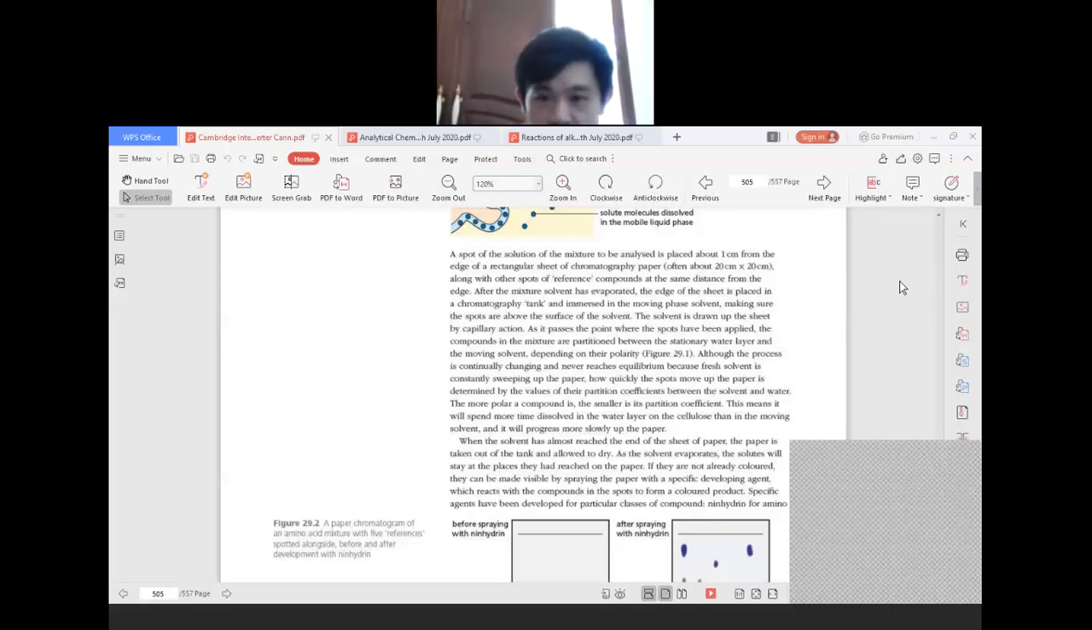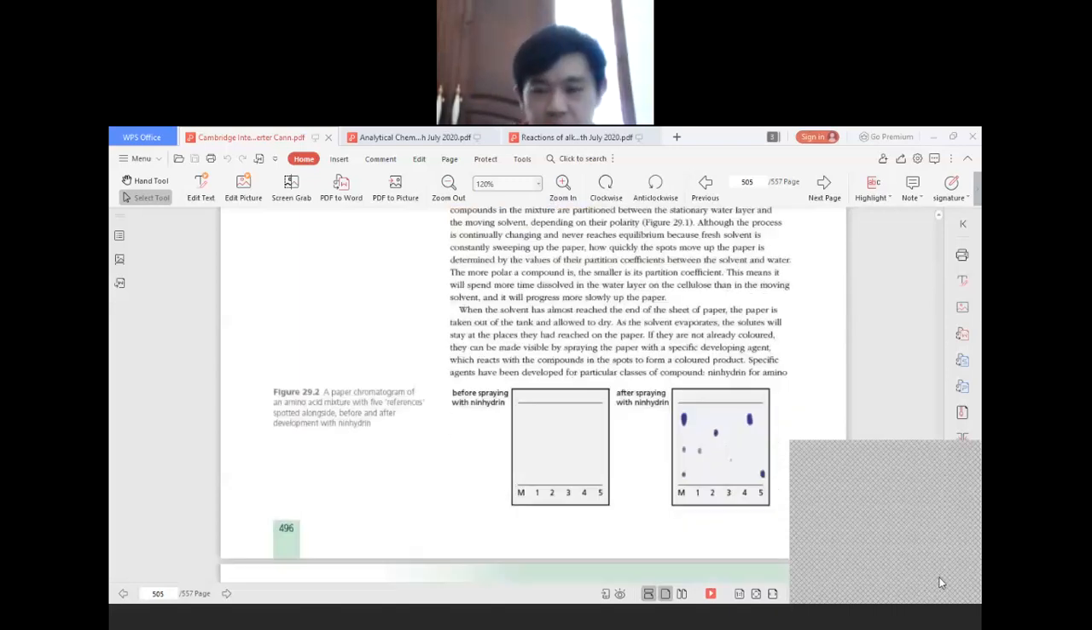When the solvent almost reaches the end of the sheet of paper, the paper is taken out of the tank and allowed to dry. If the sample is not giving color, then we have to use a coloring agent. It is called ninhydrin. I'm sure you have seen the application of ninhydrin in the series CSI. When sprayed with ninhydrin, any organic spot will be visible.